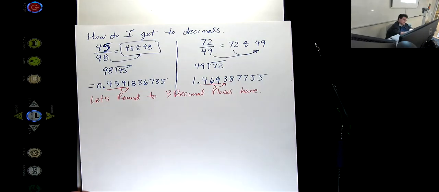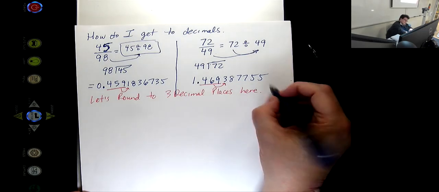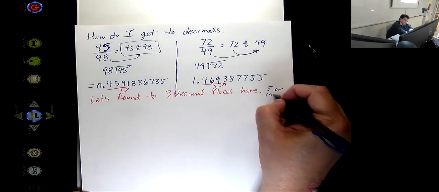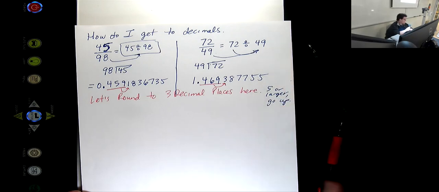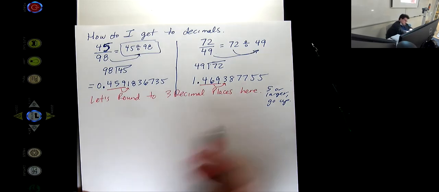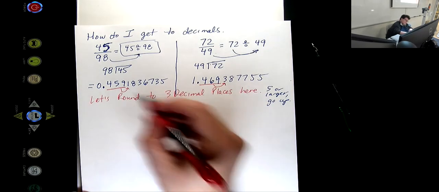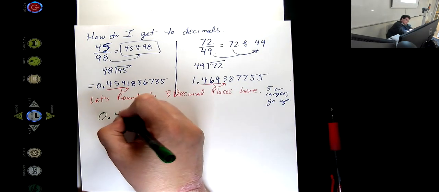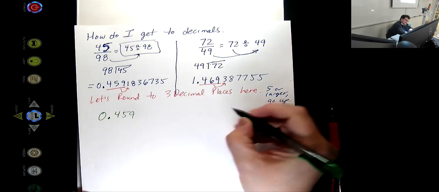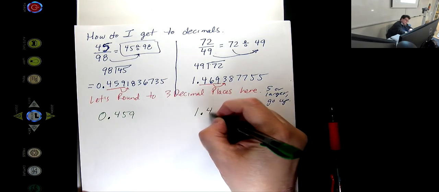Remember, if the number to the right is 5 or larger, we round up. In neither case is it 5 or larger. So this one becomes 0.459. And this one will become 1.469.